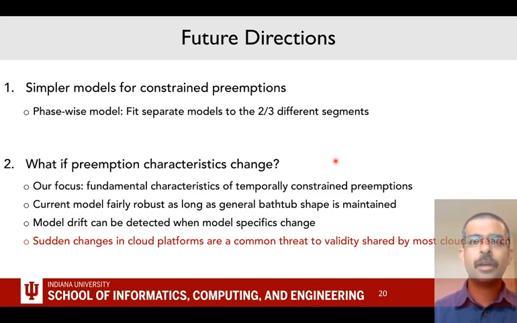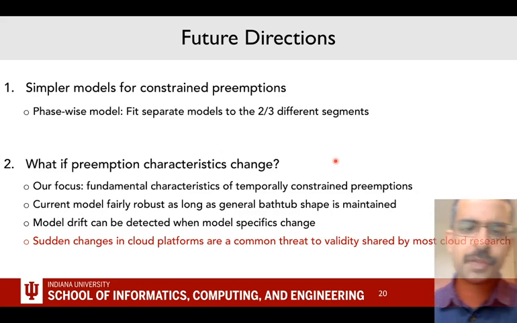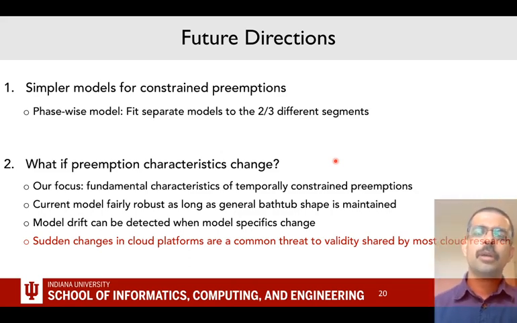I think the second common concern is, what if the preemption characteristics change? So I want to emphasize that our focus has been on trying to study the fundamental characteristics of temporally constrained preemptions as a general new type of transient VM. Right? And the current model we have shown to be quite robust, again, as long as the general sort of bathtub shape is maintained. And using the model, we can also detect sort of model drift if the specific models change. For example, if some VMs have a higher rate of preemptions than current, we can detect these changes.